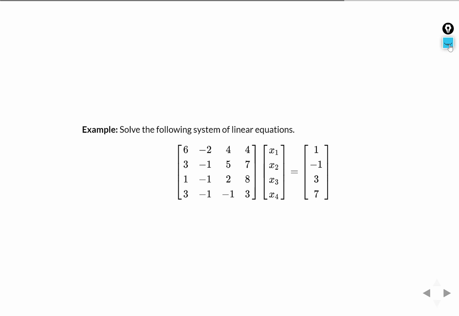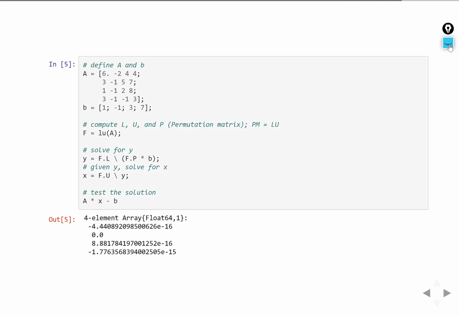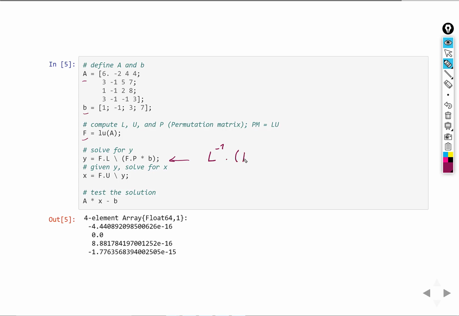Let's look into an example. Here we have a system of linear equations with 4 variables. We define our matrix of coefficients A, the right hand side B. We compute the LU factorization of A and store it in variable f. In this line, we solve for Y. The notation backslash means L inverse times P times B. This will give us Y.